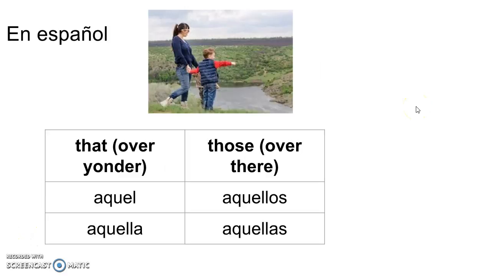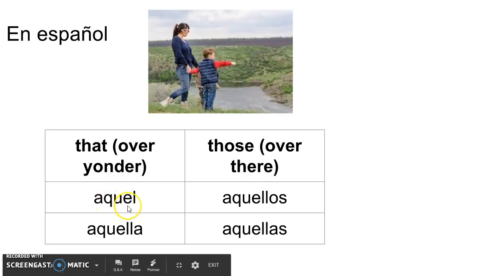In Spanish, there's a third set of these words. So instead of just this and that, there's another word that kind of means that thing over there or those over there, which are further away, further removed. And really, actually, the word yonder does serve that purpose in English. Think to your Shakespeare, what light through yonder window breaks? Yonder window is that window. It's that window over there, far away. All right, so those words are aquel, aquella, aquellos, aquellas.